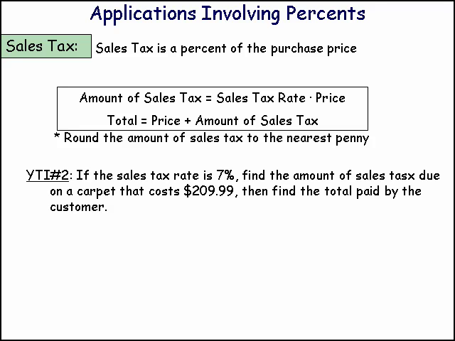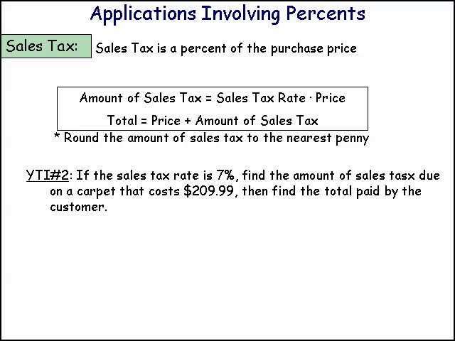Okay, so here's our first problem. You try it number 2. This is in section 6.7. You try it number 2 says if the sales tax rate is 7%, find the amount of sales tax due on a carpet that costs $209.99. Okay, so let me get to my page here in the book for that.